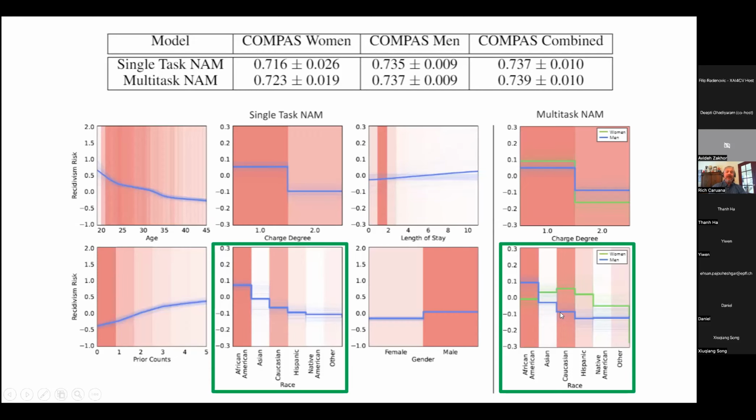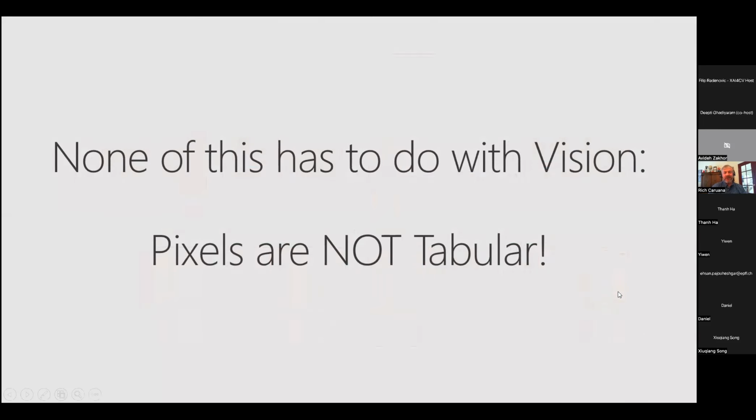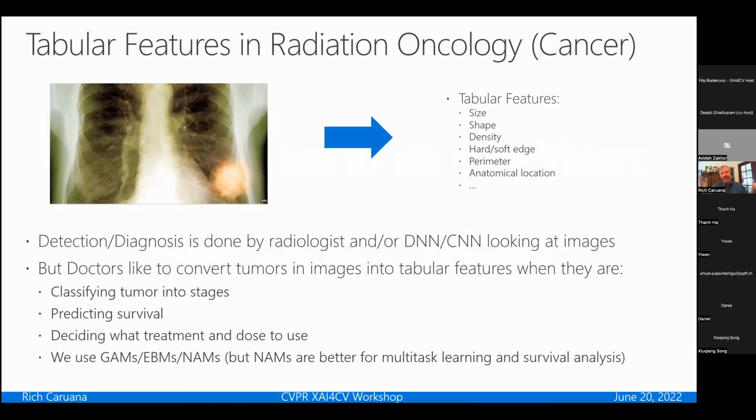Okay, I haven't talked very much about vision, and that's because pixels are not tabular. If I tell you someone's age or their income, you know what that means. If I tell you pixel 463's red channel has a value of 12, you don't really know what that means without me telling you more about it. So, what are we going to do?